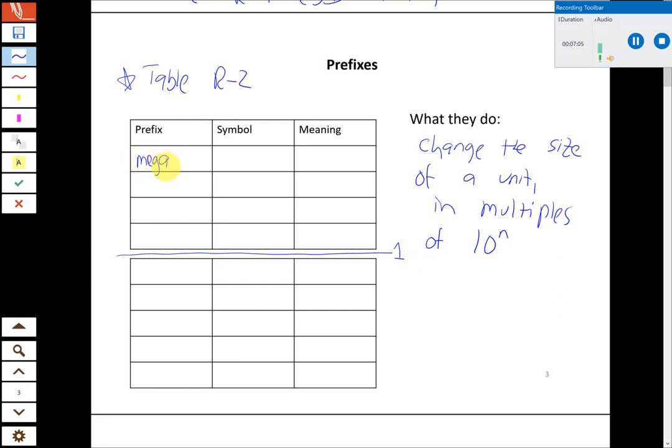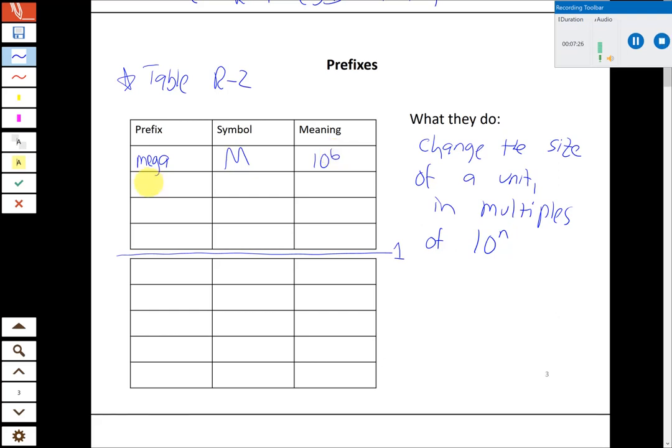So mega, which has the symbol capital M, means that you're going to multiply that unit by 10 to the 6th. So if we have 1 megagram, that means we have 10 to the 6th, or 1 million grams. Okay, so that's what that sort of prefix tells you. So it's a numerical prefix that modifies the unit.